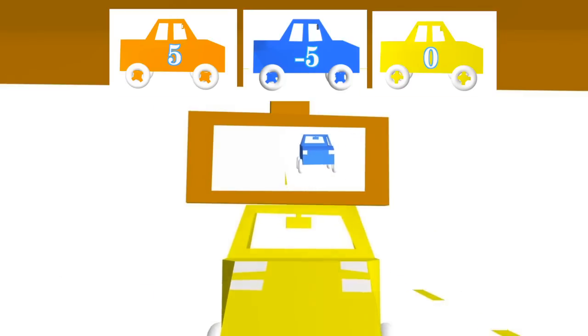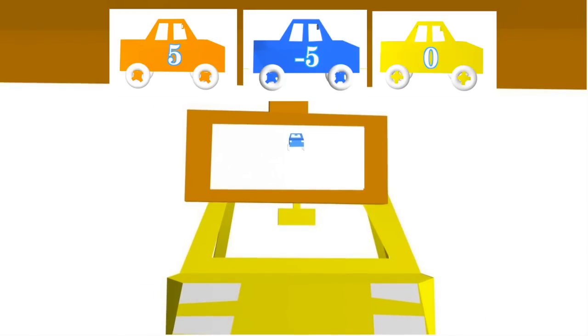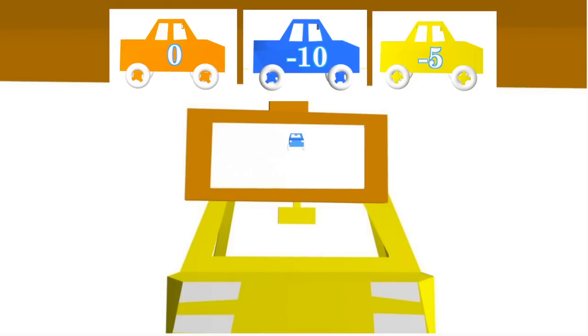To shift to the orange car's reference frame, we need to speed up another 5 miles per hour. The yellow car and the blue car both now have negative velocities, which means both cars are moving in a backwards direction relative to the orange car.